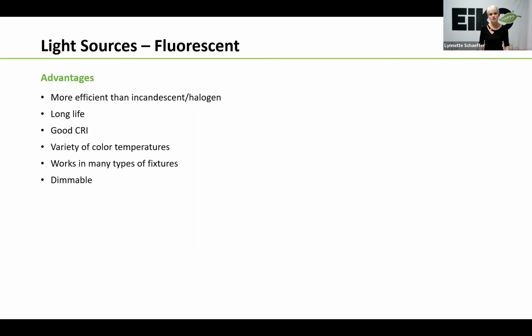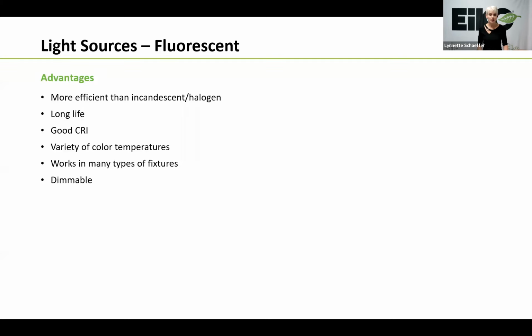They do have a decent CRI. They work with many fixtures, and they are also dimmable if you are using the correct dimming ballast, not just a standard ballast. So there are actually two different types of ballasts. There is the traditional ballast that does not dim, and then there's another ballast that is dimming, and then there are also a few other types of ballasts out there too that help regulate the voltage to the fixtures.